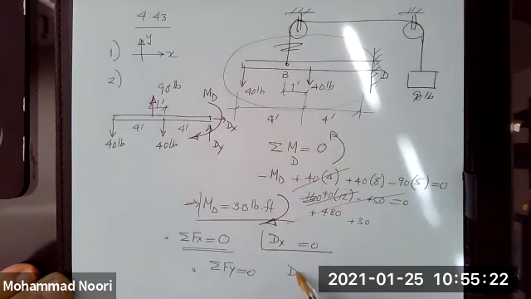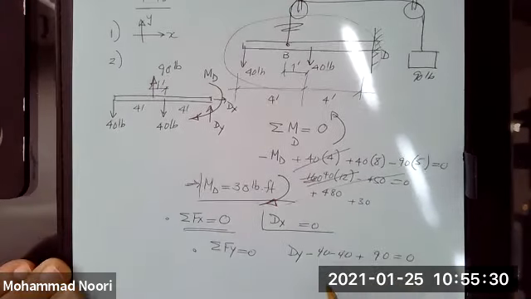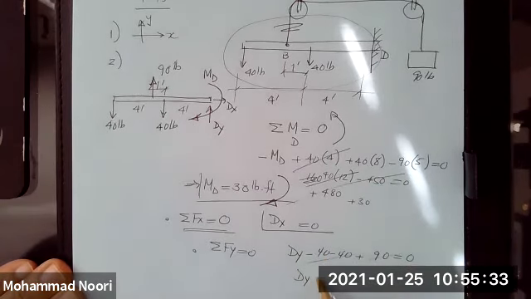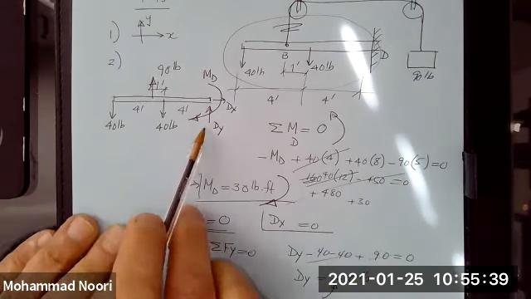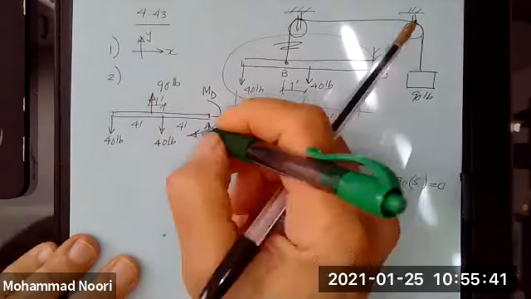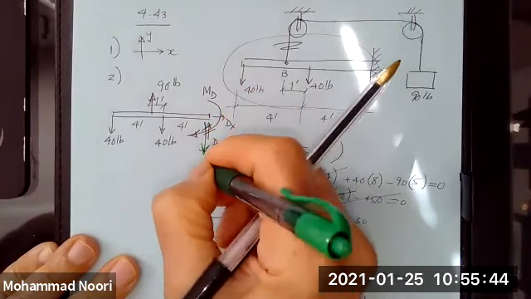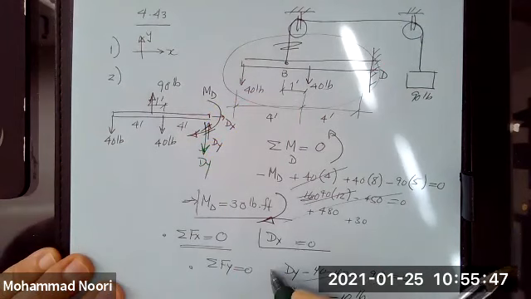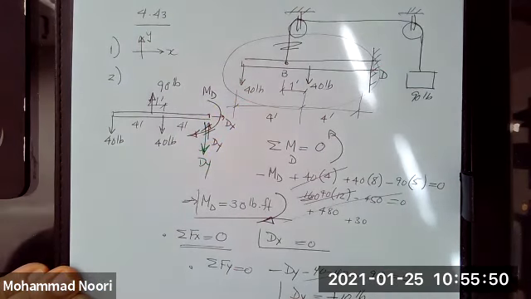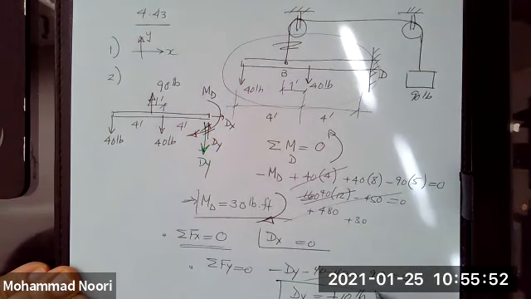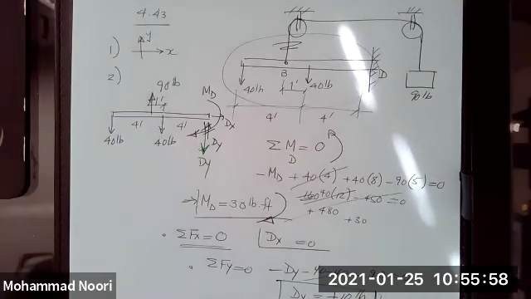So you have dy minus 40 plus 90 equal to 0. But what happens? dy comes out to be negative 10 pounds. That means the assumed direction for dy was wrong. So dy actually is acting this way. So this should be negative. This comes out to be positive, and this is the answer. dy is acting downward. Okay. Any questions?